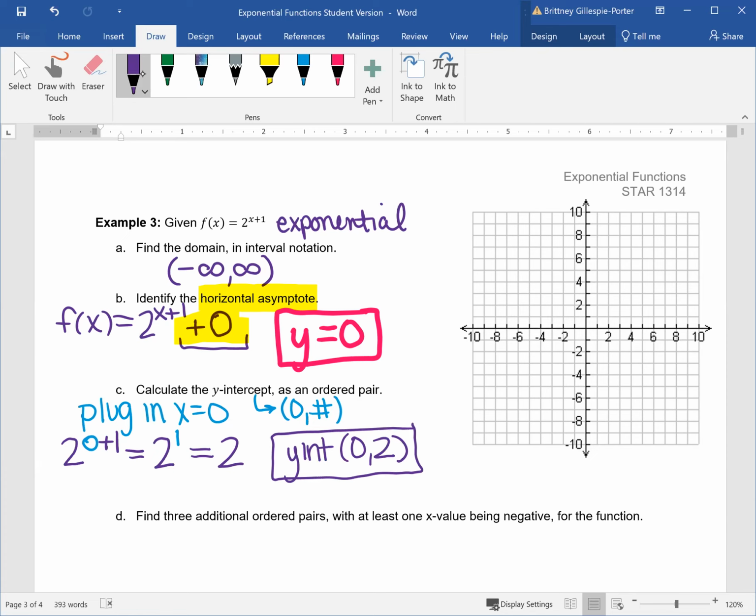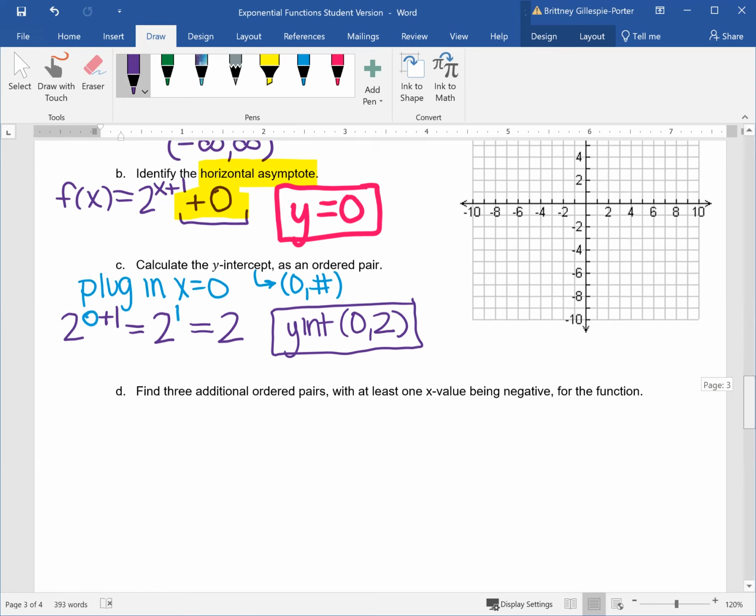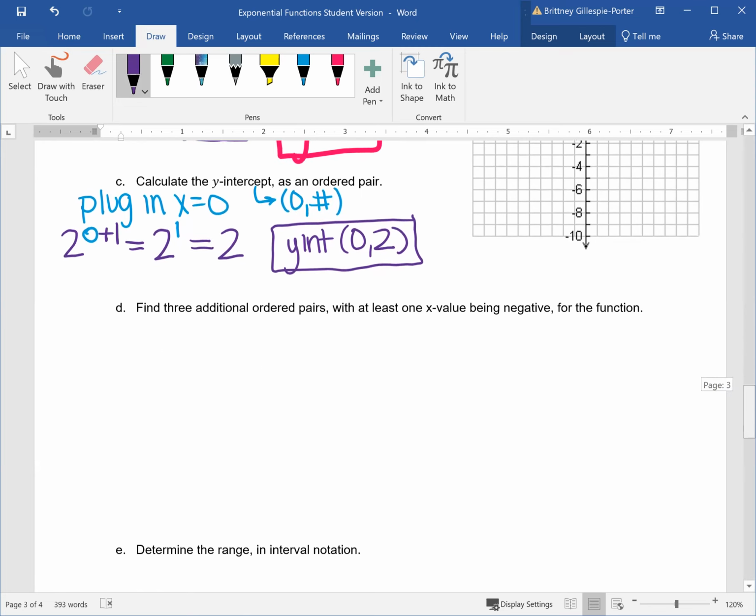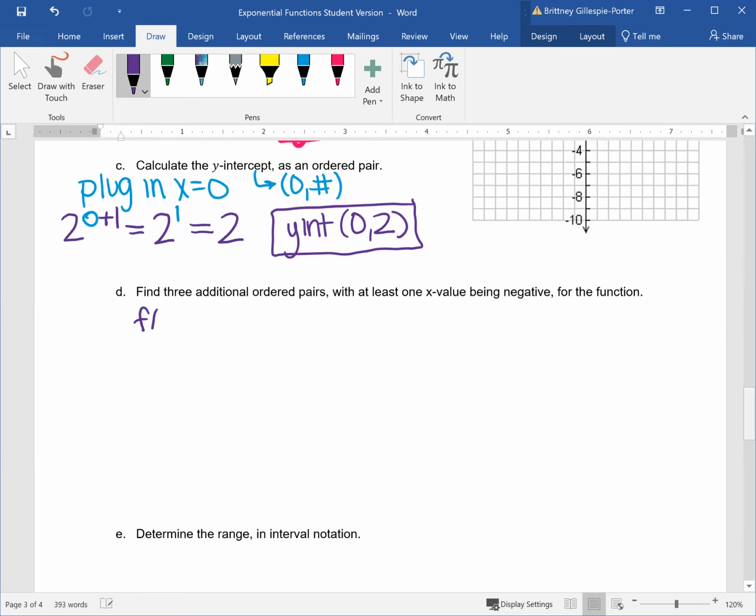We need to find 3 additional ordered pairs with at least one of them being negative. I'm going to write down our function again. We had f of x equal to 2 to the x plus 1. We need 3 additional ordered pairs. You can do any x value you want, but one of them needs to be negative. I'm going to do an XY chart.